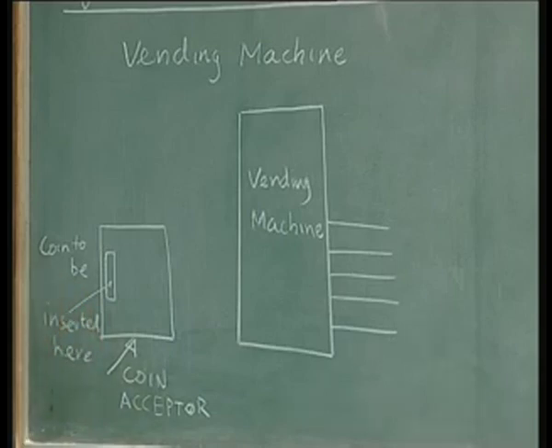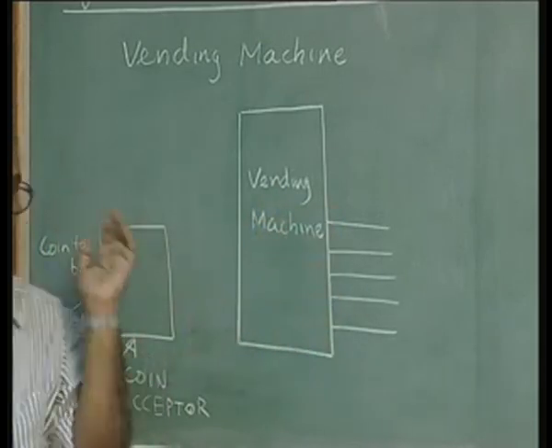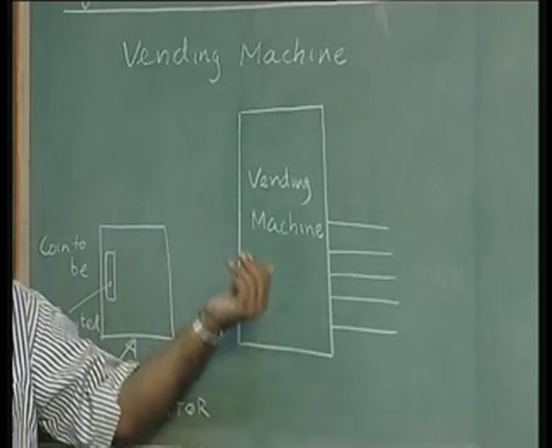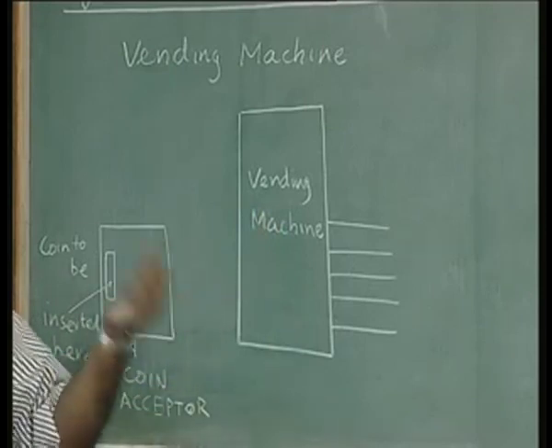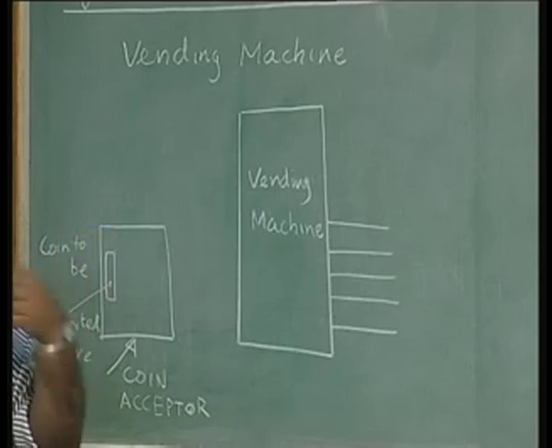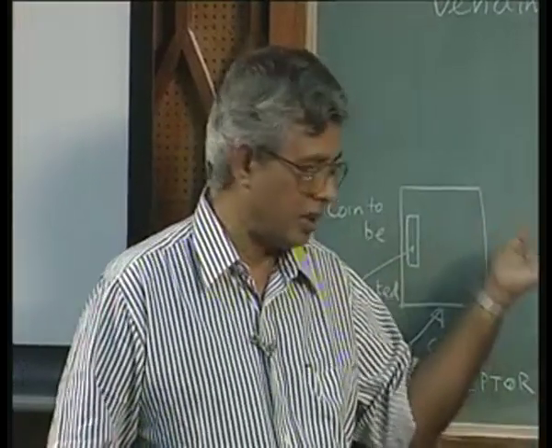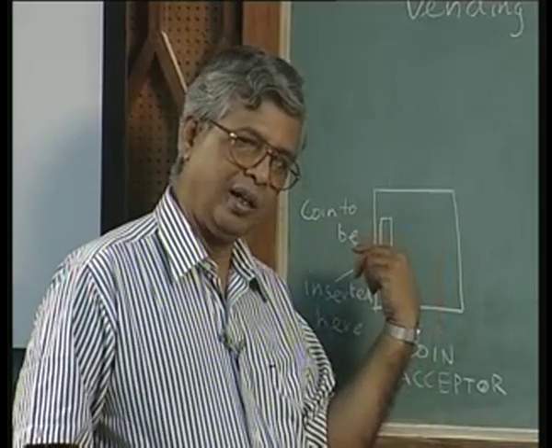You can make it a 5 rupee coin or a 2 rupee coin, depending on what you want to sell. If it is a candy bar, probably you would like to have 2 rupees, or if it is a soft drink, you may want 5 rupees, whatever, beverage. So, once the correct coin is inserted, there will be an optical mechanism which is not going to be part of this design. These things are available, you can buy it ready made.